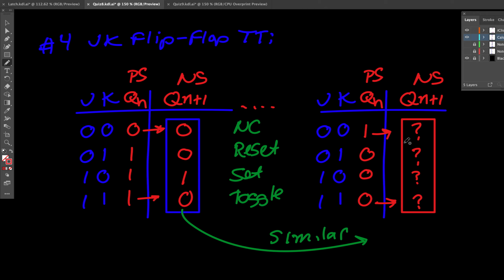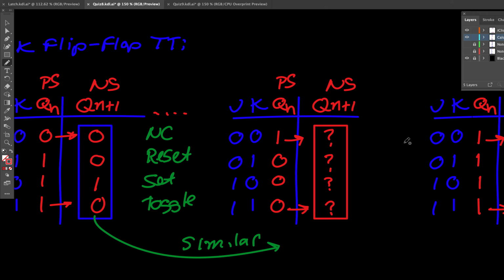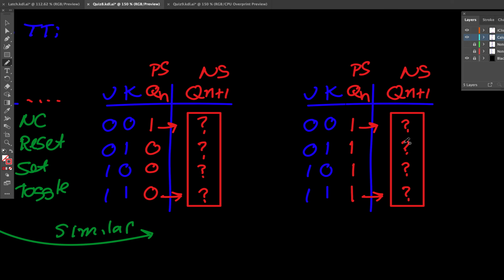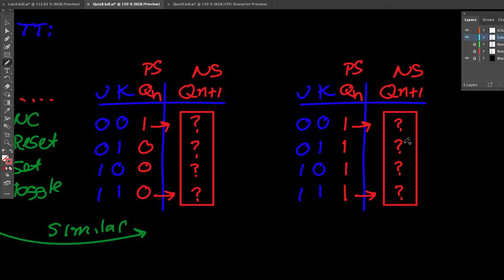Hopefully you have paused the production and the recording, and then you've answered that question. And then here's the second one for you to work out. Go ahead and try that one. I will not give you any hints on this one.